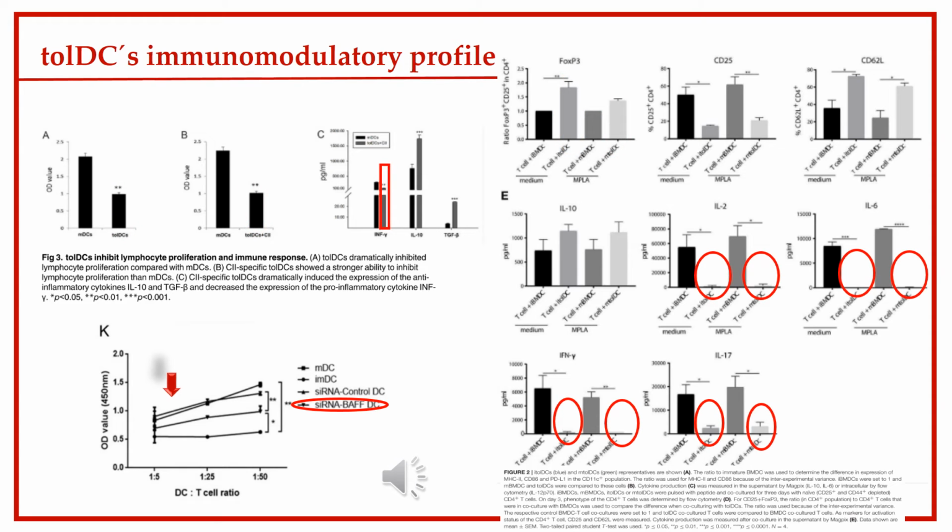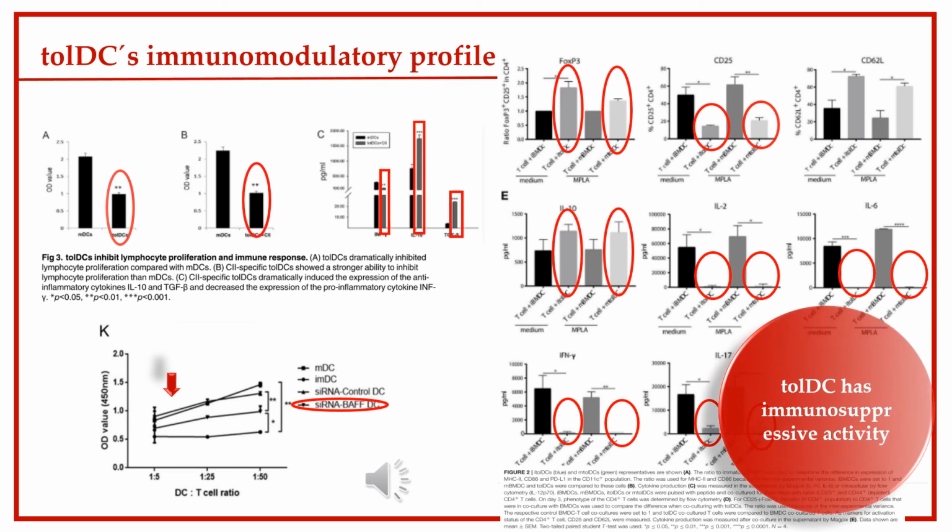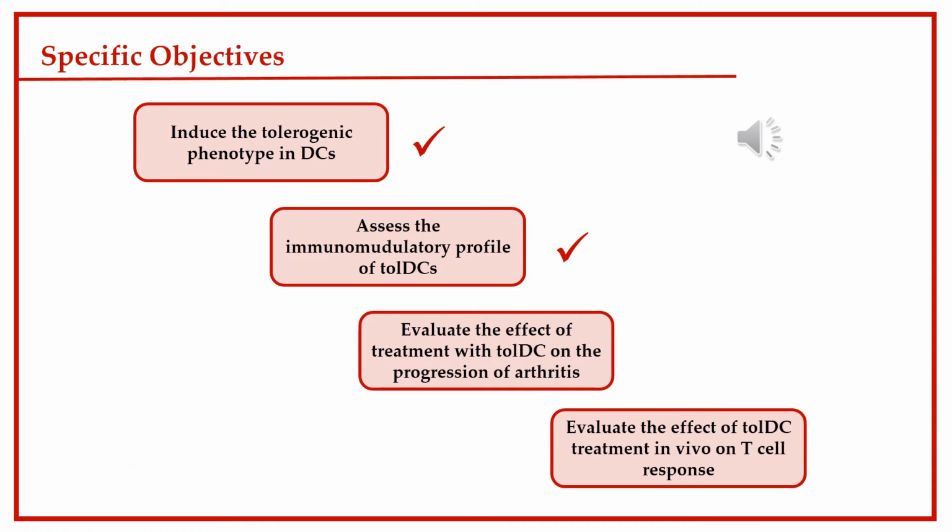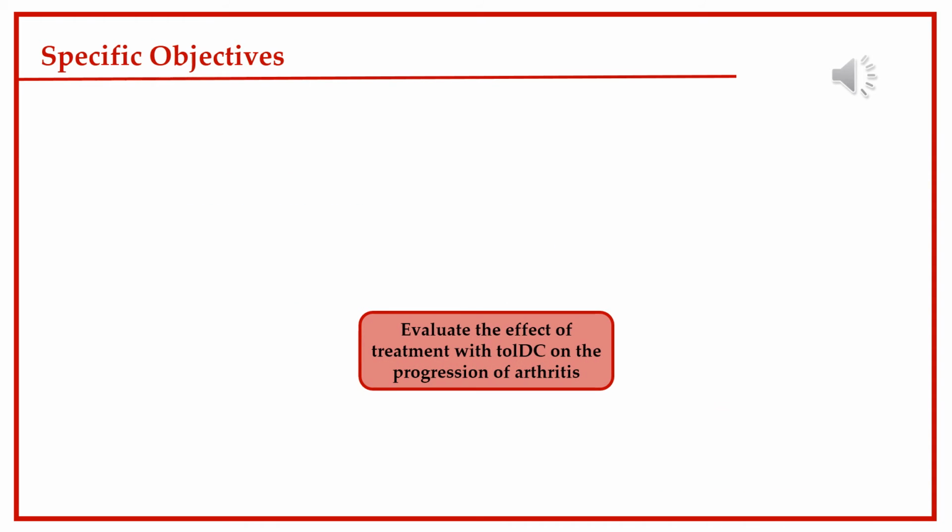This experiment demonstrated the regulatory effect of tolerogenic DCs on T cells. Thus, these results indicate that tolerogenic DCs are able to decrease the immune response in vitro. So, the next step was to evaluate the effect of treatment with these tolerogenic DCs on the progression of arthritis in vivo.